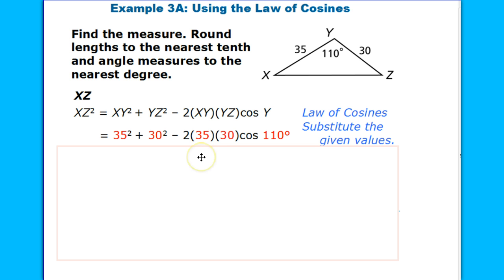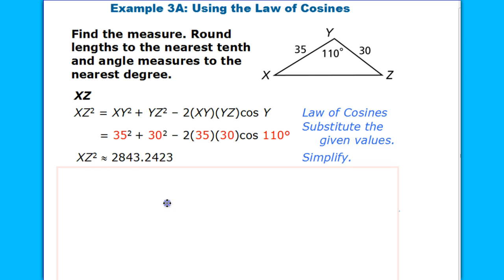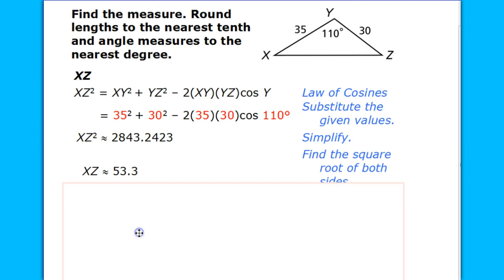Okay, be sure you're using your correct order of operations, right? And when we simplify, we end up with XZ squared equaling this huge number. So what must we do? That's right, take the square root, and we get 53.3.